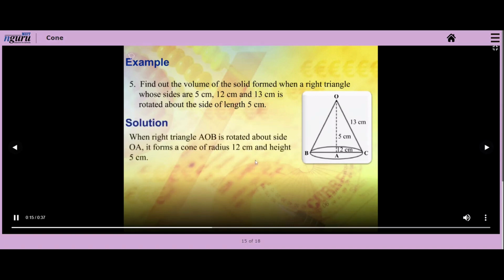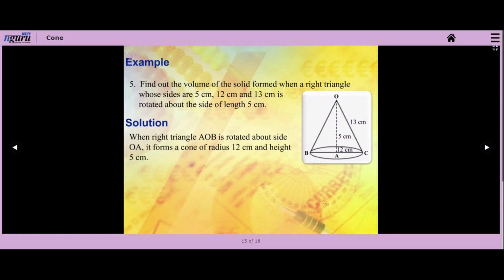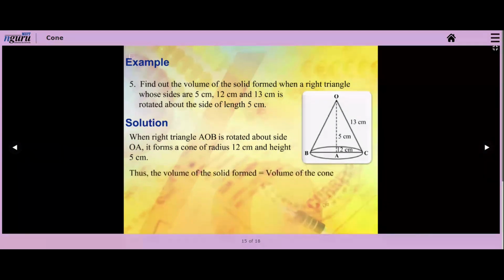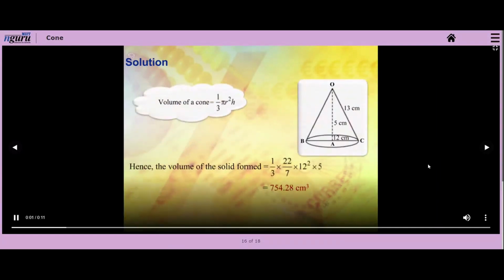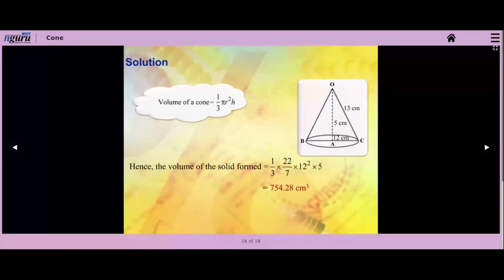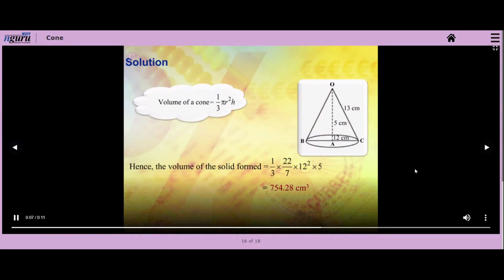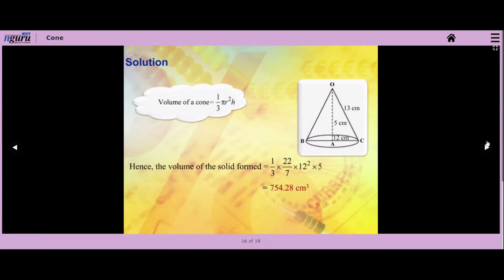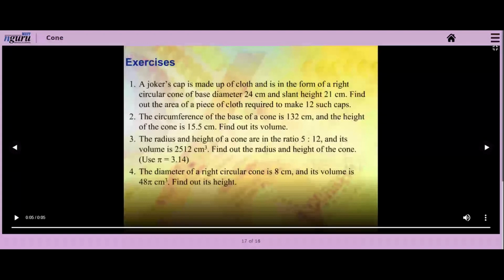When right triangle AOB is rotated about side OA, it forms a cone of radius 12 centimeters and height 5 centimeters. Thus, the volume of the solid formed is equal to the volume of the cone. We know that the volume of a cone is 1 upon 3 pi r square h. Substituting the values of r and h, we get the volume equal to 754.28 cubic centimeters. Now try these questions and answers on page.